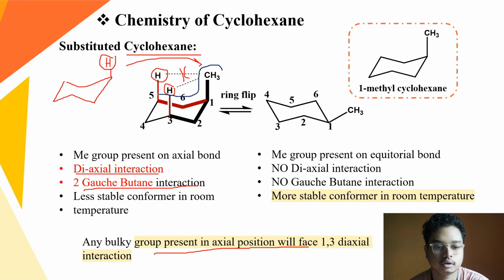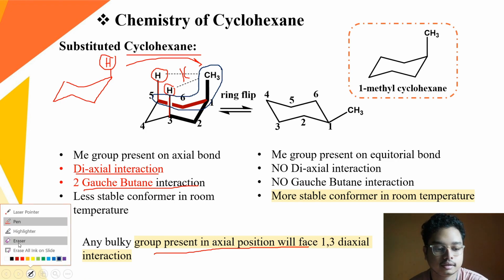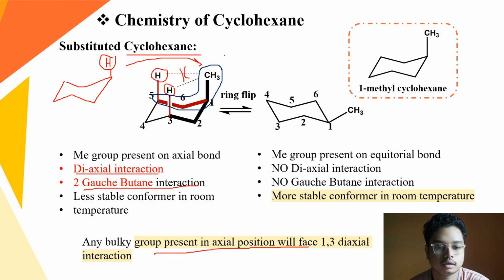Here is your one Gauche butane interaction, and this particular black color bond is actually your second Gauche butane interaction. So if we see the substituted cyclohexane, there is the 1-methyl cyclohexane compound.